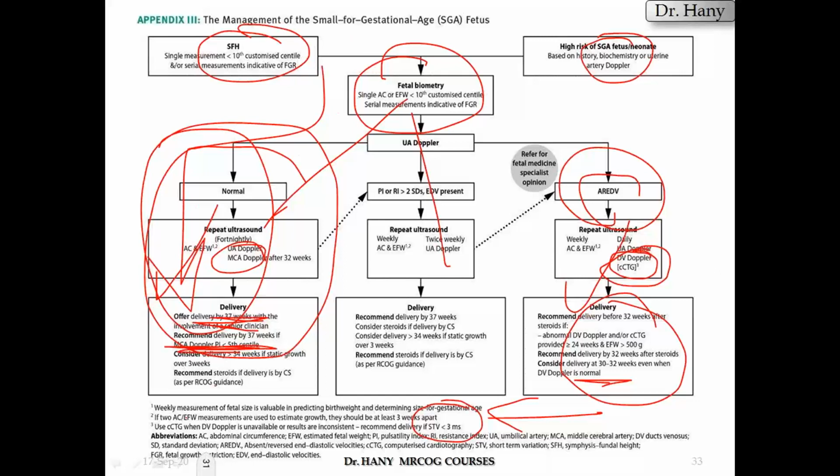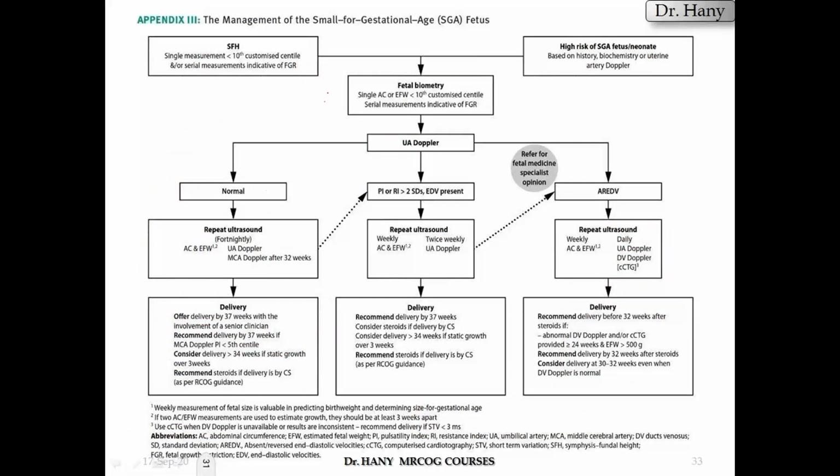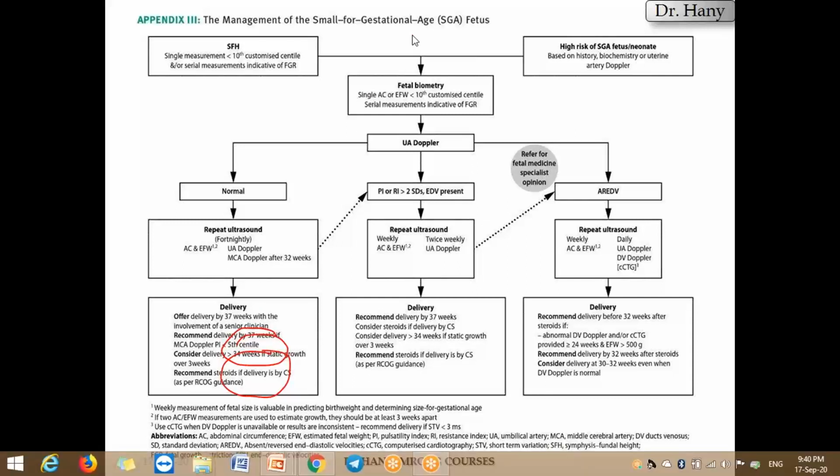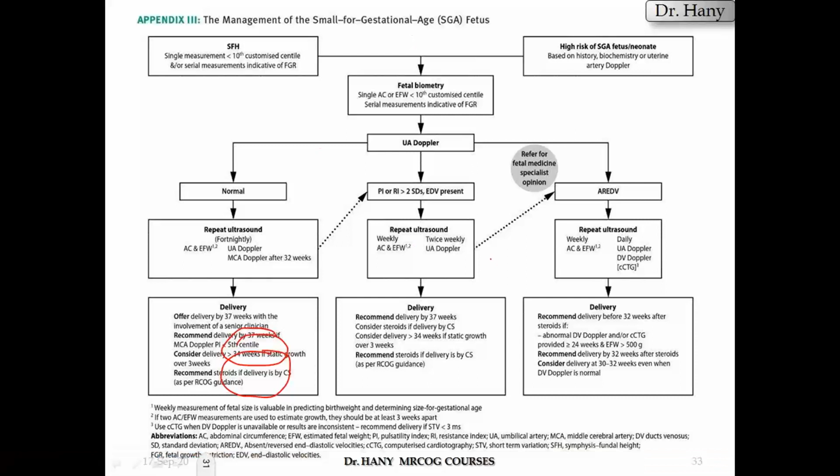Okay, sir. Only in absent and reversed, we have to take her for C-section. If there is a static growth or abnormal STV or abnormal umbilical artery Doppler or abnormal middle cerebral artery Doppler or abnormal ductus venosus Doppler, here you will think about delivery. If everything is normal, induction of labor at 37 weeks.